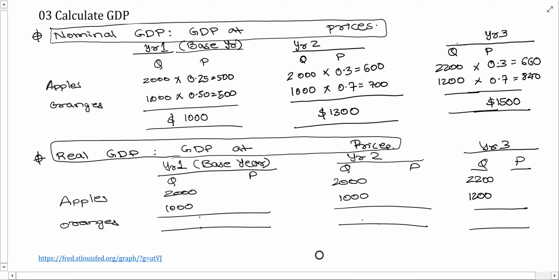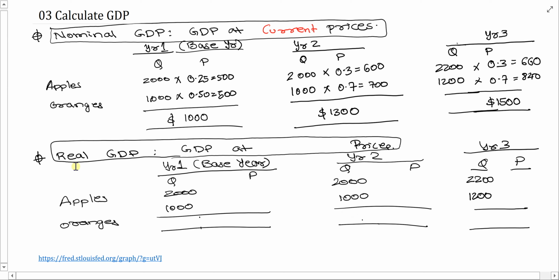In this video, we would like to calculate this very important idea called GDP, Gross Domestic Product. And we also would like to touch upon the difference between what is known as nominal GDP and real GDP. So let's first understand what nominal GDP is. Nominal GDP is GDP measured at current prices.